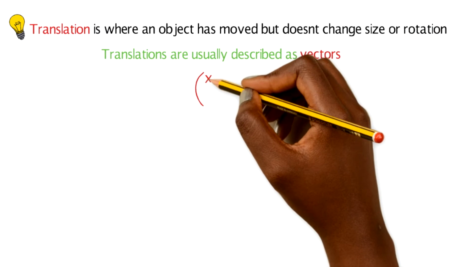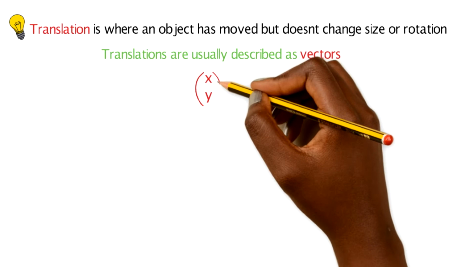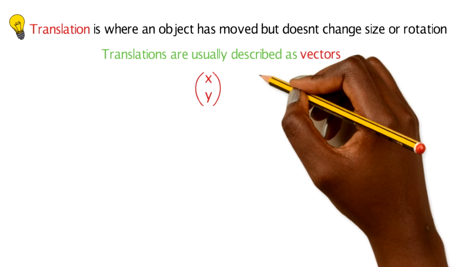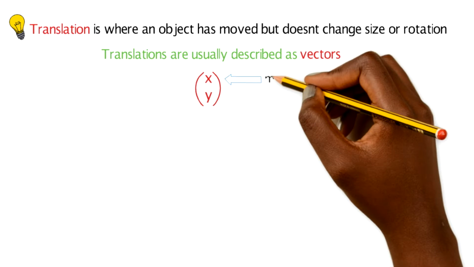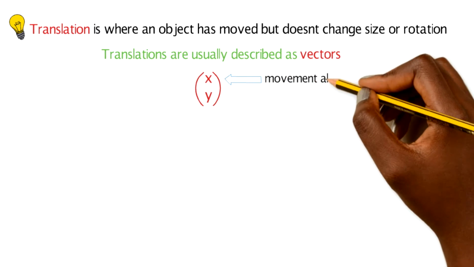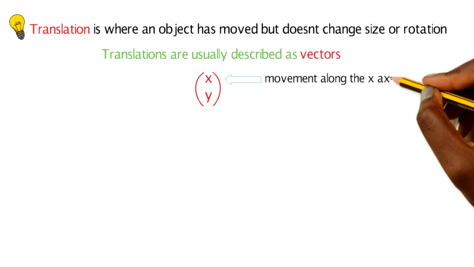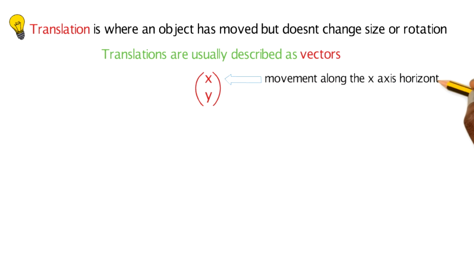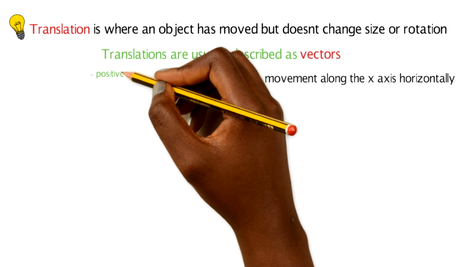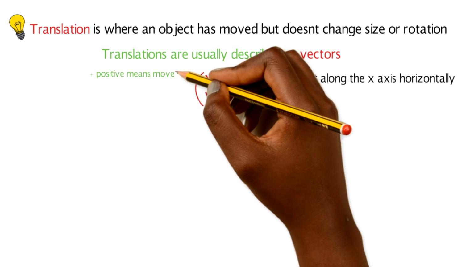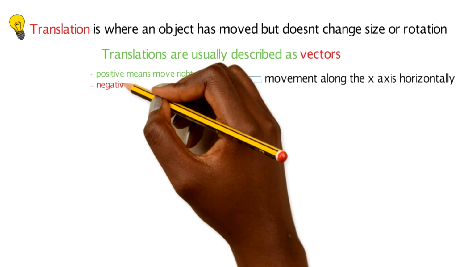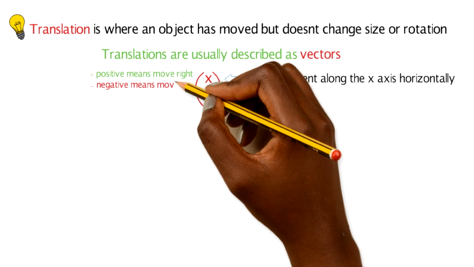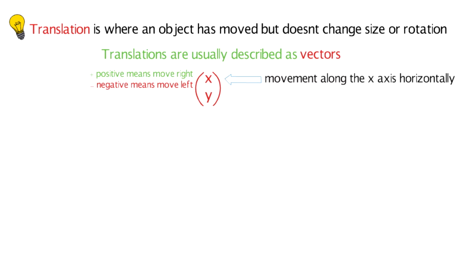So remember with vectors, x is at the top, y is at the bottom. Okay, and the x, if you can guess it before it shows up, is basically going to represent any movement along the x-axis horizontally, because the x-axis is horizontal. And so if you have a positive value, that basically means that the object is moving to the right, and if you have a negative value, that means that the object is moving to the left, okay?